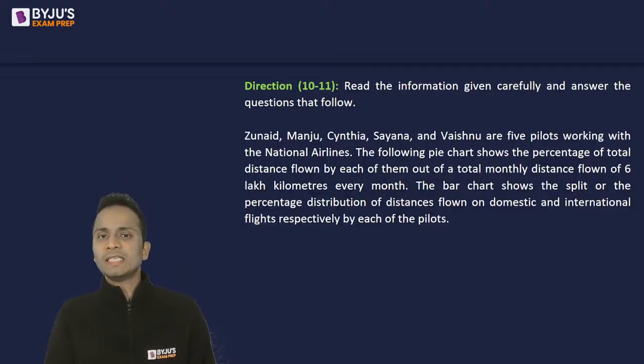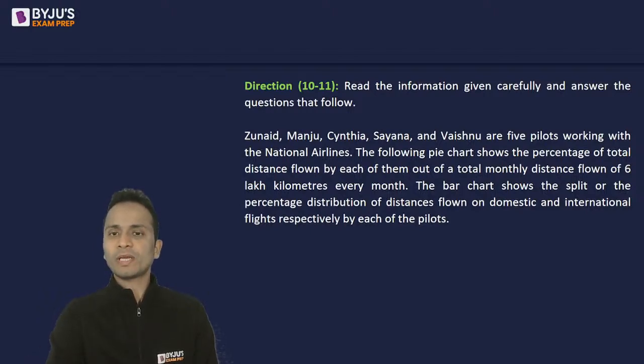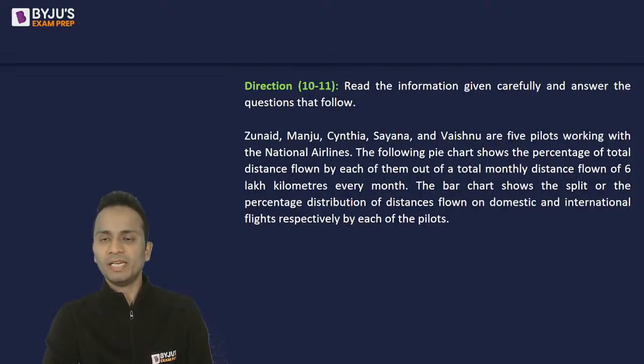Zunaid, Manju, Cynthia, Saina, and Vishnu are five pilots working with national airlines. The following pie chart shows the percentage of total distance flown by each of them out of the total monthly distance flown of 6 lakh kilometers. The bar chart shows the split or the percentage distribution of the distances flown on domestic and international flights, respectively, by each of the pilots. First of all, let's look at the pie chart. The pie chart shows the percentage of distance flown by each of these pilots out of the total distance of 6 lakh kilometers.